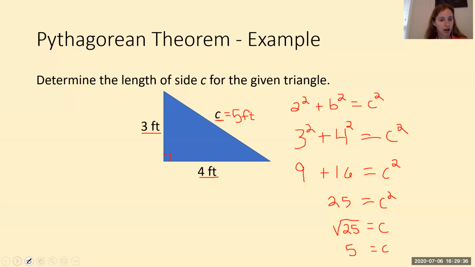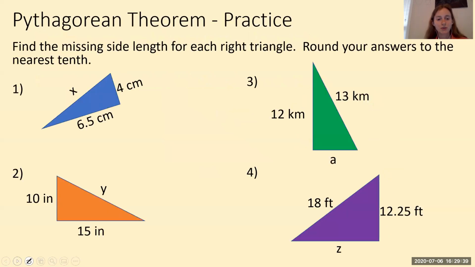All right, let's take a look at a couple more examples here. So again, what I'd like you to do, I'd like you to pause the video here, give each of these problems a try, take your time with them. You may use your calculator, and then when you've given each of them a try, come back to the video and we'll go through them together. Make sure you read the directions carefully. Okay. So it says, find the missing side length for each right triangle. Round your answers to the nearest tenth.